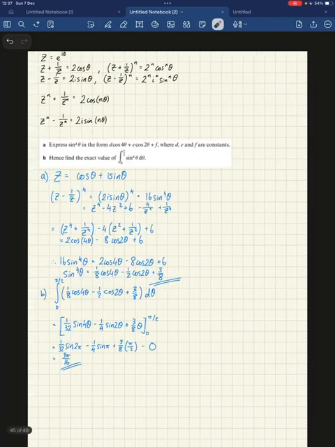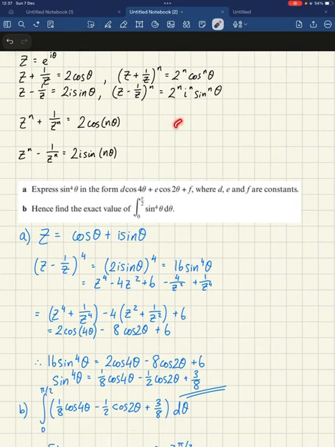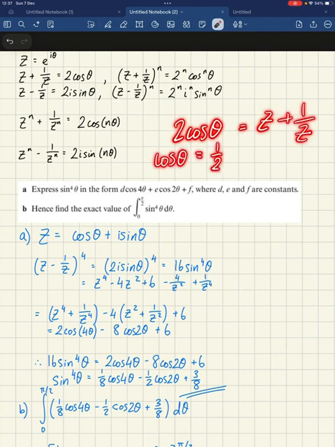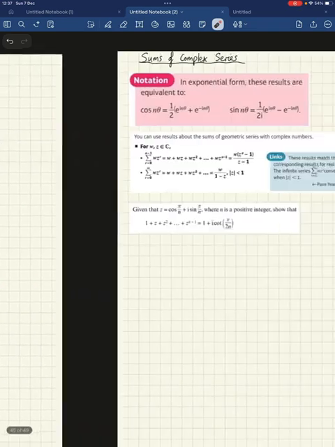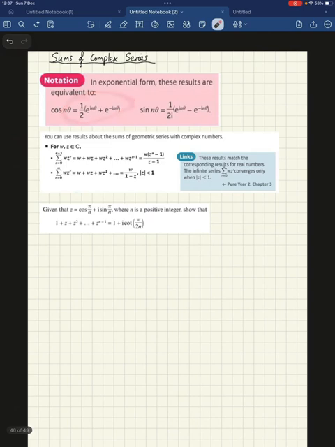And I guess you could literally just see it from here. Like, here, 2 cos theta, we know is z plus 1 over z. And we know that z is e to the i theta. So if we just want to find cos theta, you just multiply it all by a half. So you get a half of z, which was e to the i theta, plus e to the minus i theta. And that's equal to cos theta, so a half of that. And that's what we've got over here.